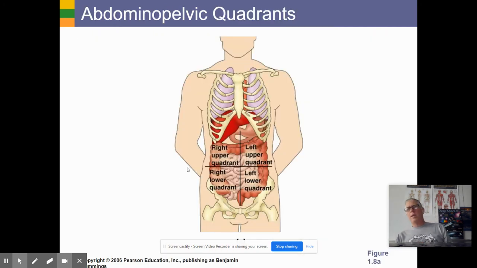Our abdominopelvic cavity is divided into quadrants. These are pretty easy ones, but remember, they're the patient's right and left. If you can see my slide here, here's my right upper quadrant, my left upper quadrant, my right lower quadrant, and my left lower quadrant. Those contain specific things that doctors will use in order to figure out what's going on with you.